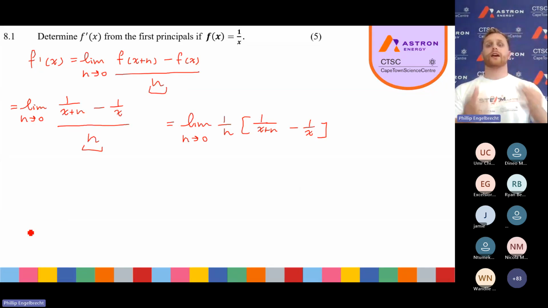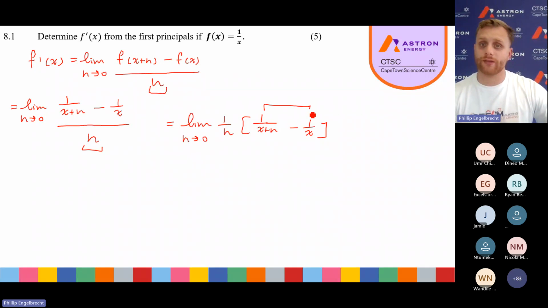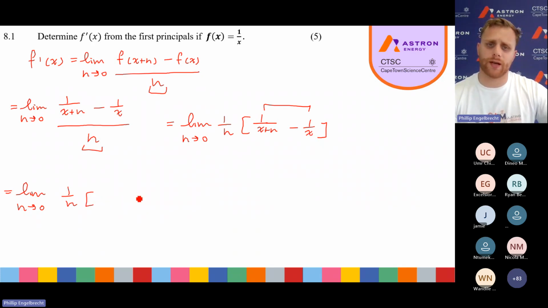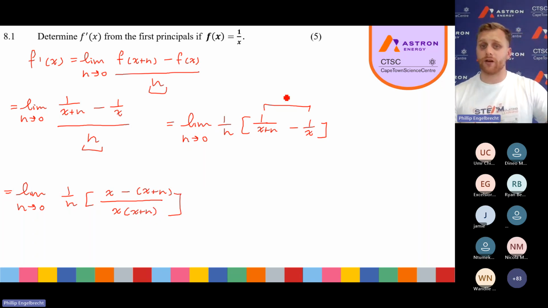So now I just have to simplify this thing inside the bracket, and hopefully it can cancel out this h over here. So this is equal to the limit as h tends to 0 of 1 over h multiplied by, but now I need to solve this. So what I do is this becomes x minus (x plus h) divided by x times (x plus h). This is basically adding of fractions. If you guys do not know how to add fractions, you can just tell me and I can show you. But this is how you add your fractions.